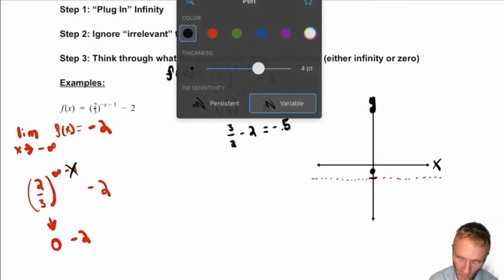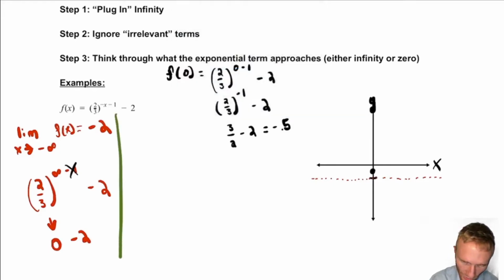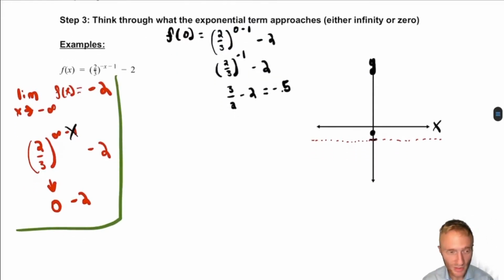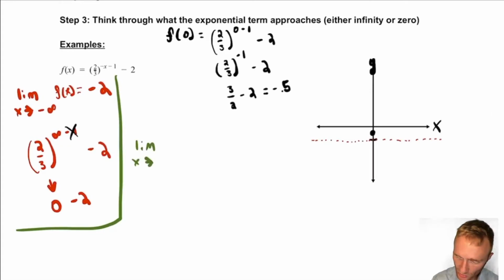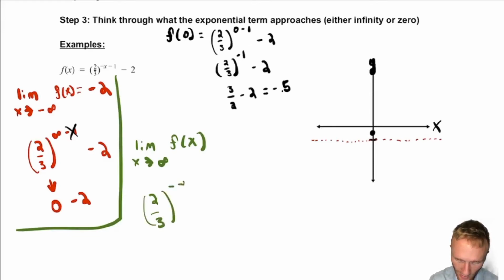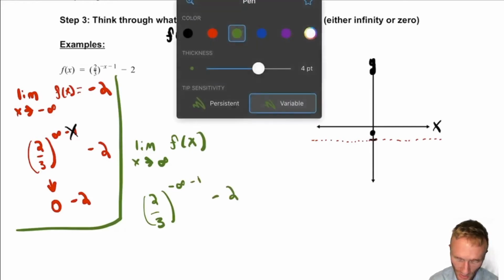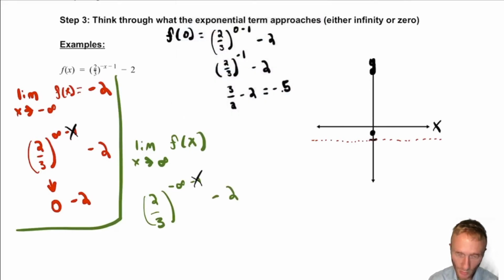Let's see what happens towards positive infinity, and we'll be able to finish this off. So now let's see what happens as x heads towards positive infinity. The limit as x heads towards positive infinity of f of x. Same thing, let's plug in our infinity. We'd have 2/3 to the, now we have negative infinity because of that negative sign, minus 1, all of that minus 2. Same idea applies. That minus 1 becomes irrelevant.